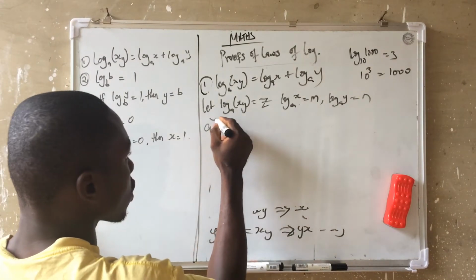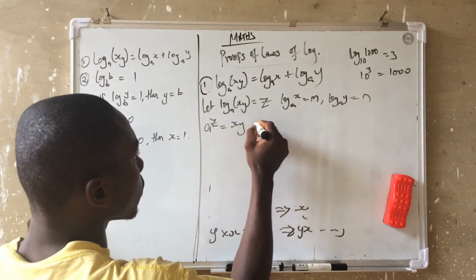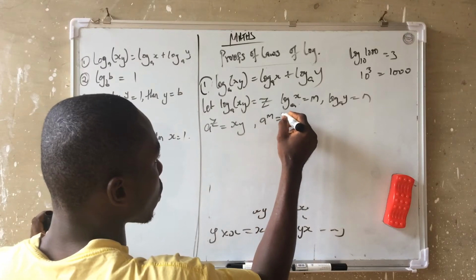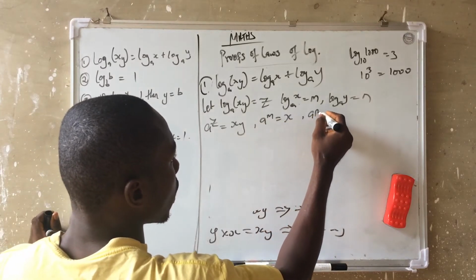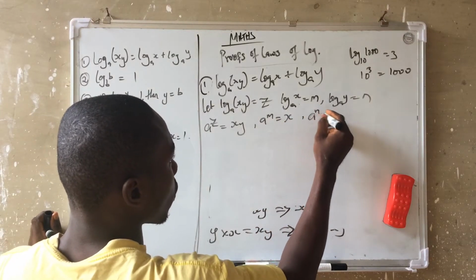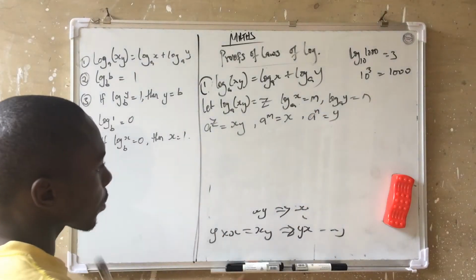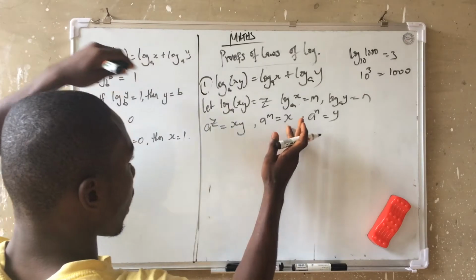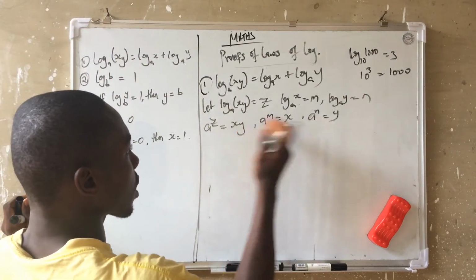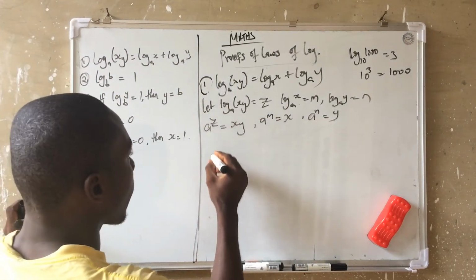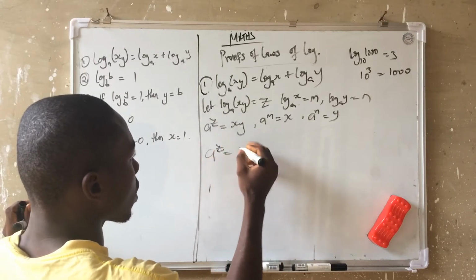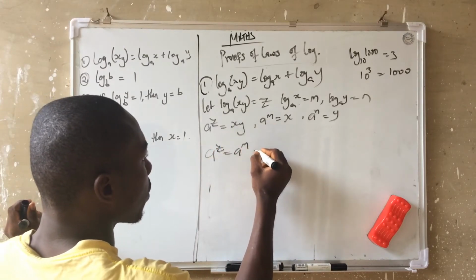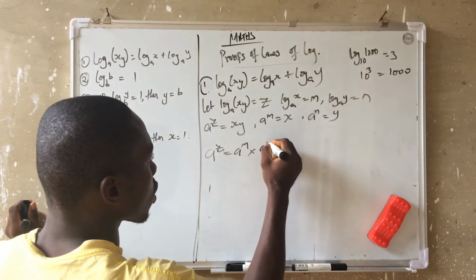I now have that a raised to the power z is equal to xy. a raised to the power m is equal to x. a raised to the power n is equal to y. So now I'll use this one and substitute this x and y in this equation. So now a raised to the power z is equal to what is my x? a raised to the power m, times what is my y? a raised to the power n.